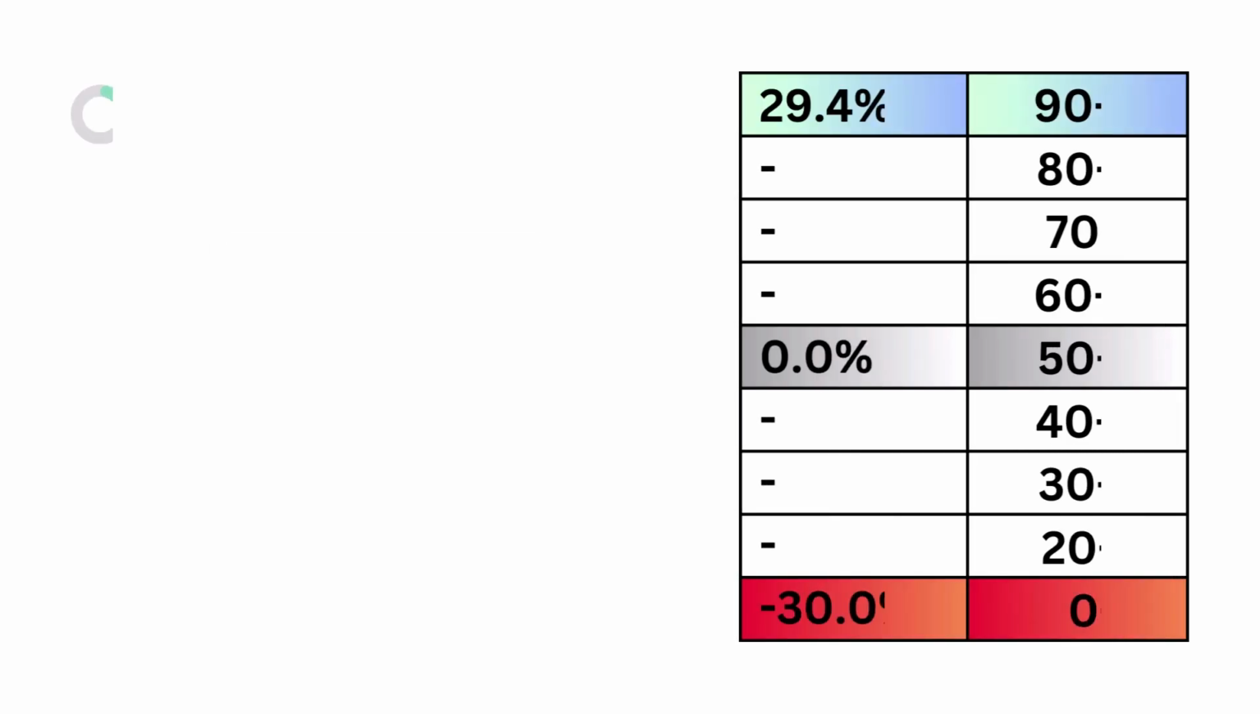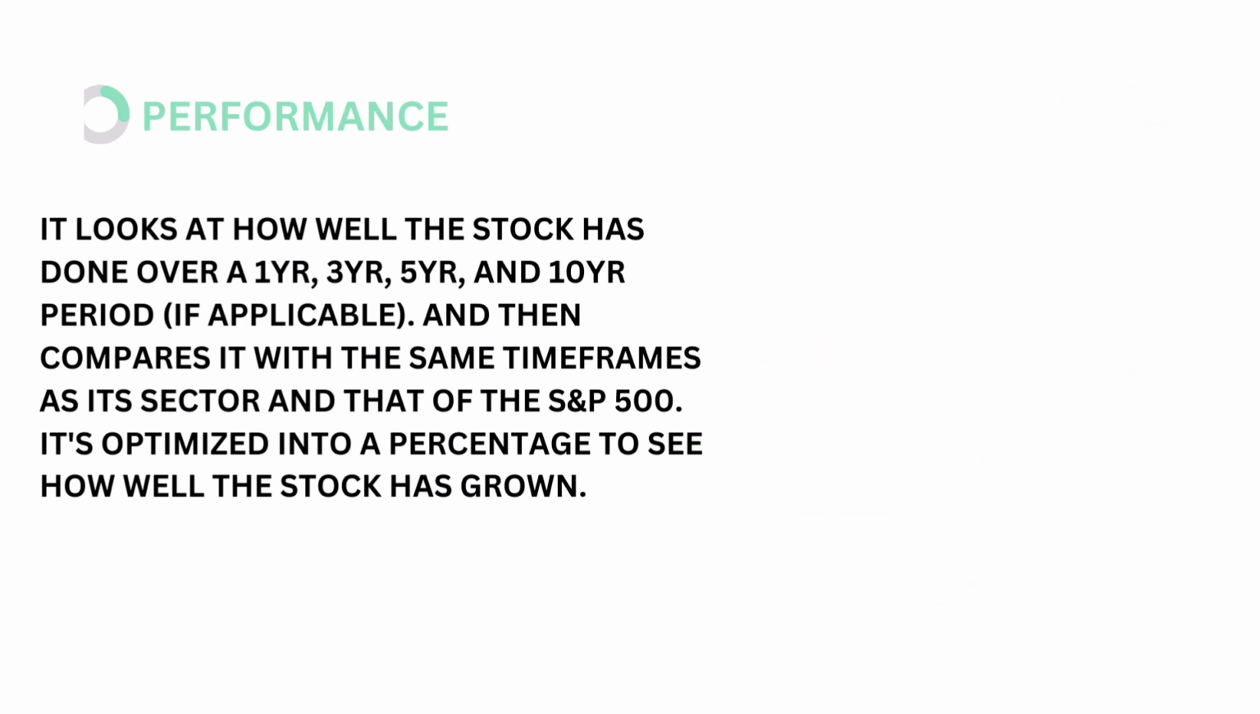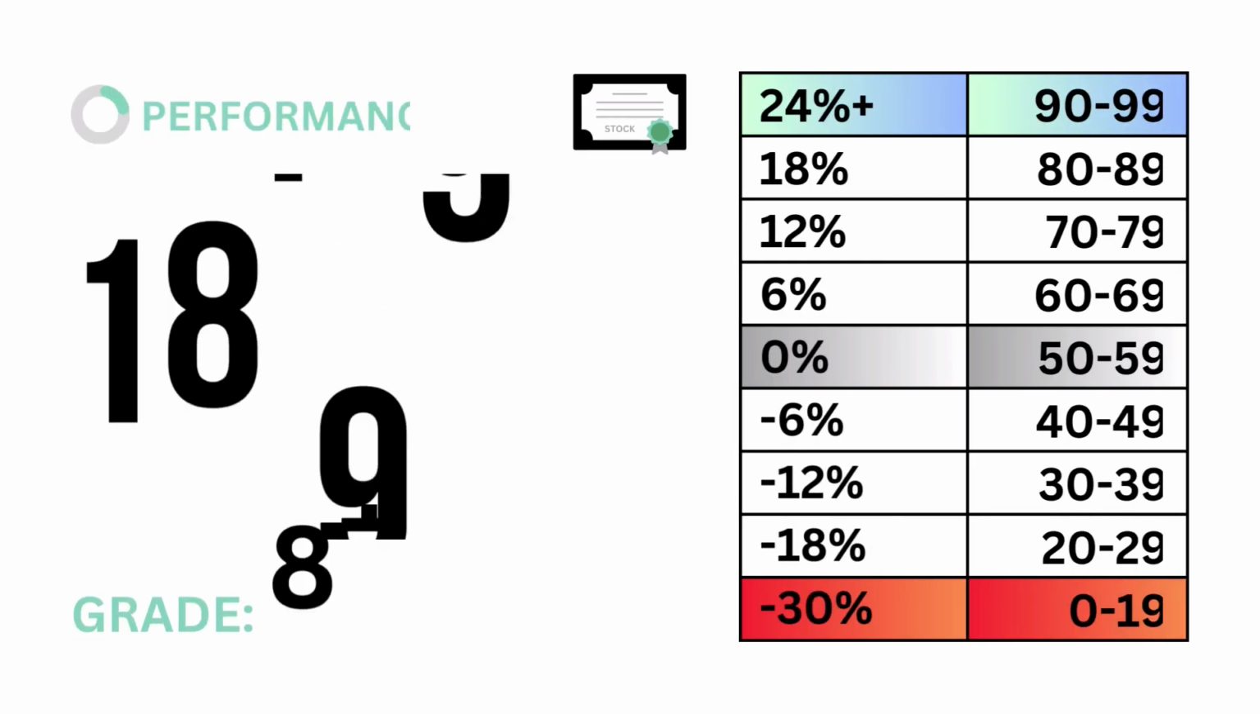Performance looks at how well the company's stock has done over a 1, 3, 5, and 10-year period, if applicable, and then compares it with the same timeframes as its sectors and that of the S&P 500. It's optimized into a percentage to see how well the company's stock has grown. The models tell us that a performance rate of 0% is considered average. Here's our performance rate and performance grade.